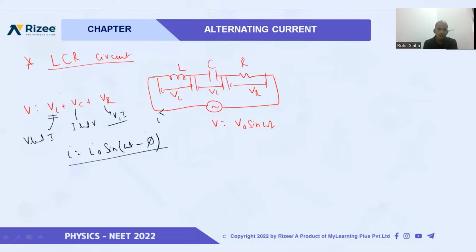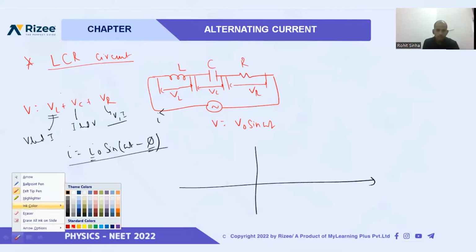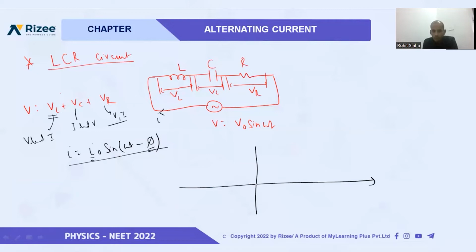Now, how to find it? We have to find the value of phi and the value of I naught. From where can we find the value of phi? To find phi, I will show you using the phasor diagram. I represent it using phasor diagrams here. Suppose first of all we have the current value. This is I naught.